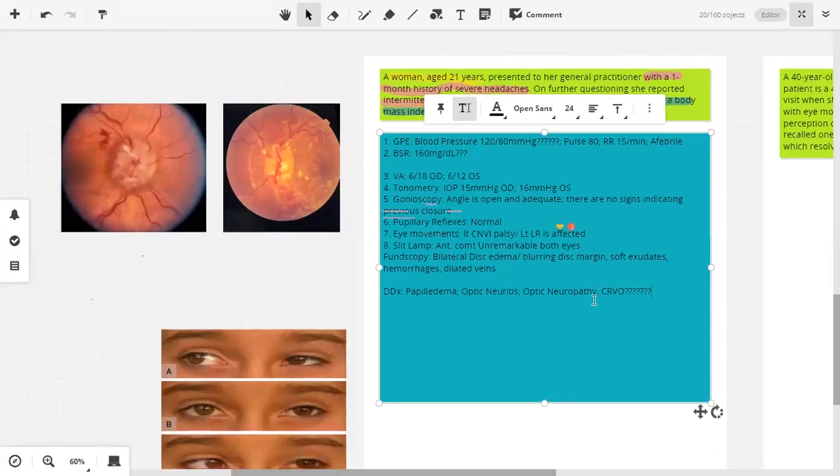But I'll put a lot of question marks. Any other differentials do you think? Okay. Retinopathy. Atherosclerotic lesion of the retinal artery.